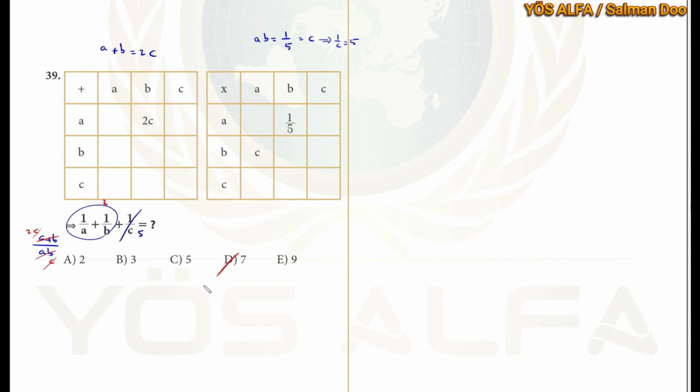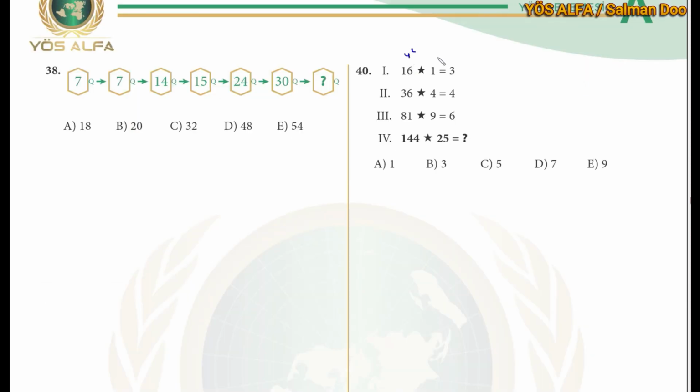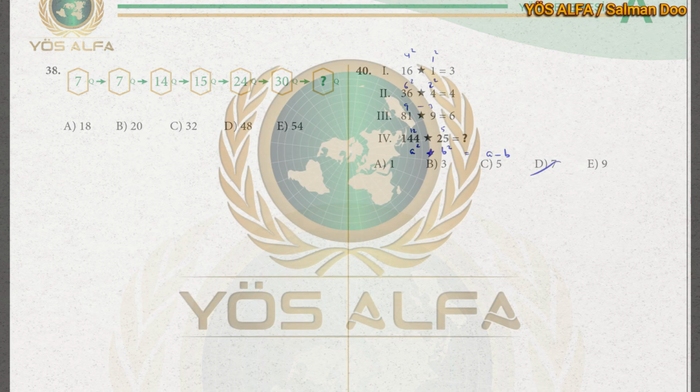The answer is D. So we have 4 squared and 1 squared, and the result is 4 minus 1. So we can write down the formula this way: this is a squared and that is b squared, and the result is a minus b. So this is 6 squared, 2 squared, 6 minus 2 is 4. 9, 3, 6, and 12, 5 is 7. So the answer is D.